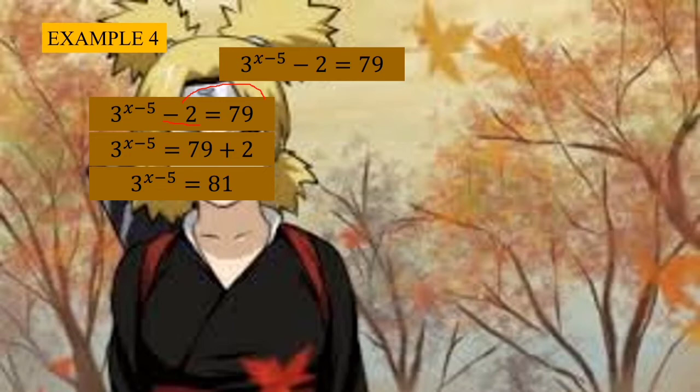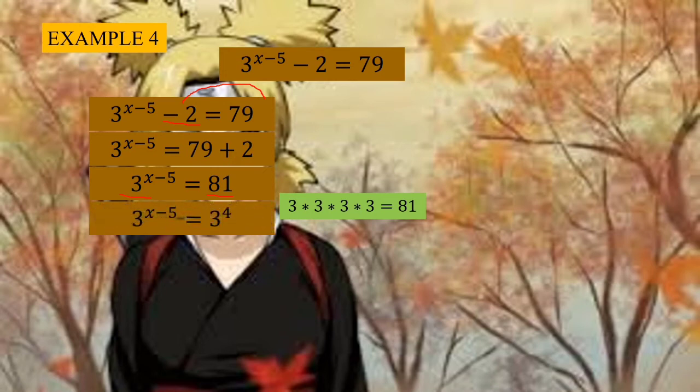So, dito, class, magre-rewrite na tayo. Dapat the same yung base natin. So, paano tong 81? We all know that 3 times 3 times 3 times 3 is 81. So, 3 times 3 is 9, times 3 is 27, times 3 is 81. So, ang gagamitin natin ay 3 raised to the power of 4. So, 3 raised to the power of x minus 5 is equal to 3 raised to the power of 4.